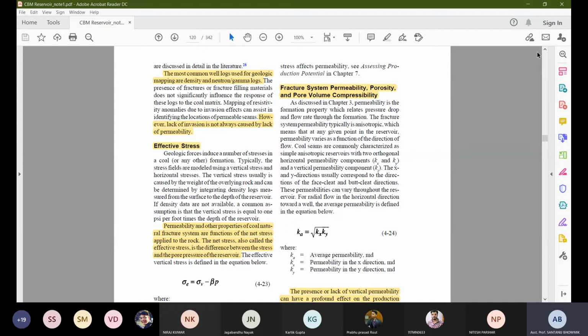But remember, the primary porosity is always how much void space is created within the pores. That is the primary porosity. This is the secondary porosity. And the third concept is the pore volume compressibility. If you consider this matrix porosity and this fracture porosity, it will be able to give a volume.